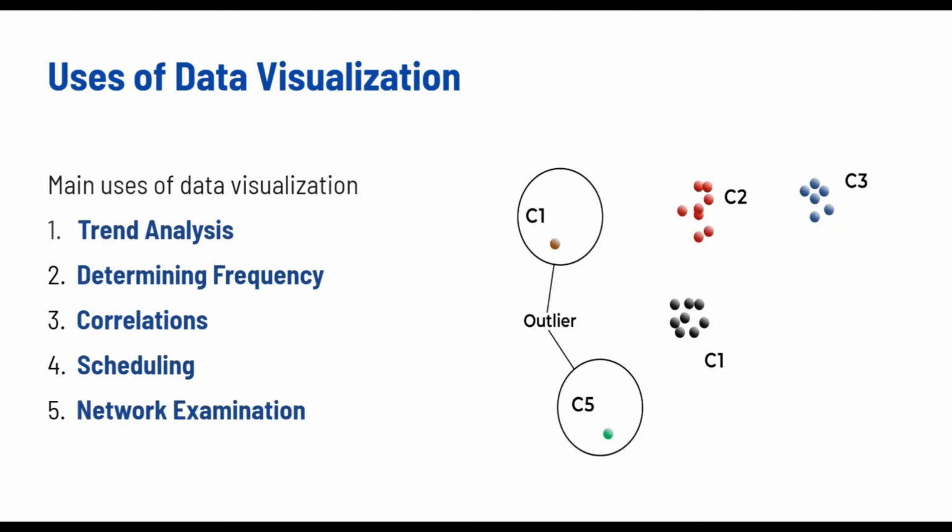Network examination. An example of examining a network with data visualization can be seen in market research. Marketing professionals need to know which audiences to target with their message. So they analyze the entire market to identify audience clusters, bridges between the clusters, influencers within clusters, and outliers.